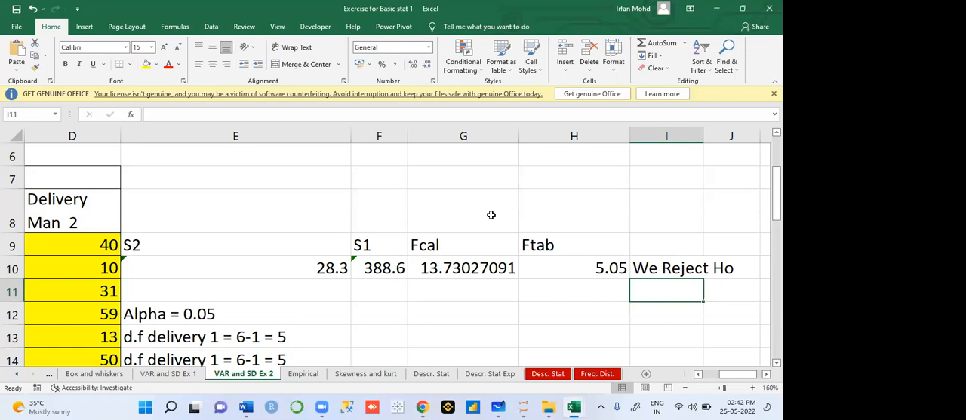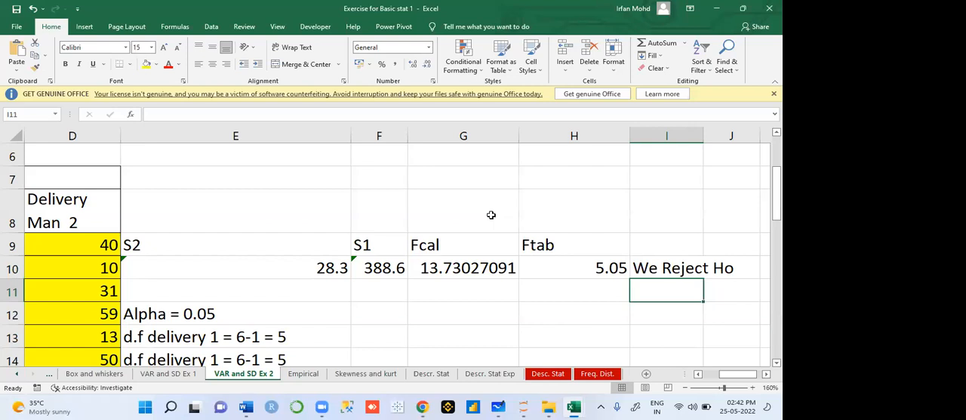Write S1 separately: 388.6. S2: 28.3. F cal equals S1 upon S2. Now write 388.6 divided by 28.3. The answer will come 13.7. Okay. Then you write alpha, 5%.